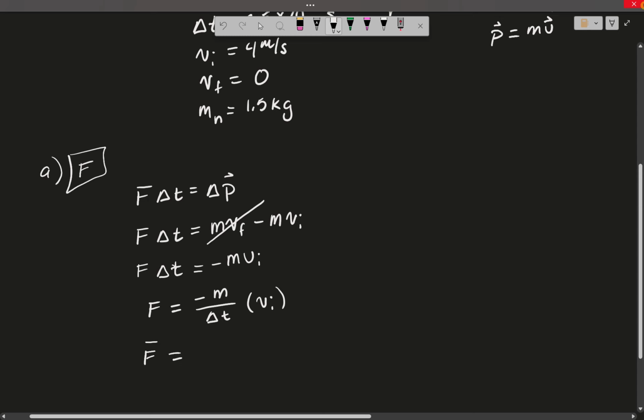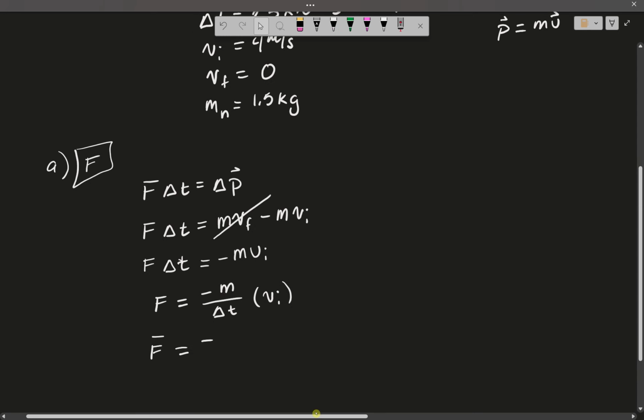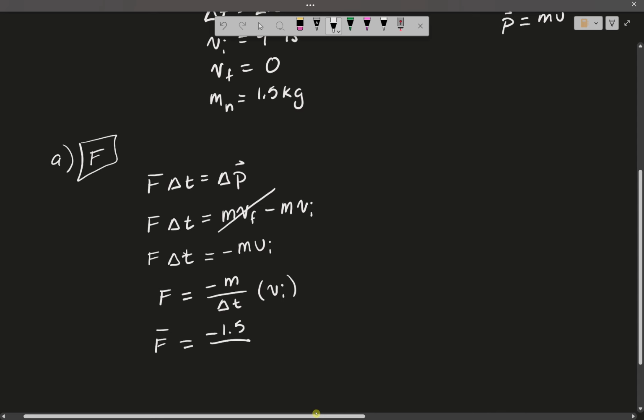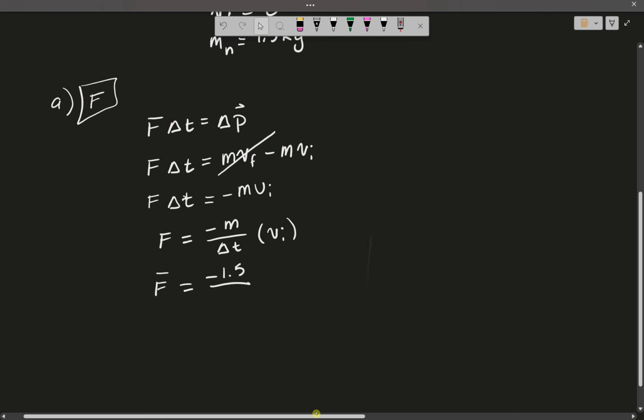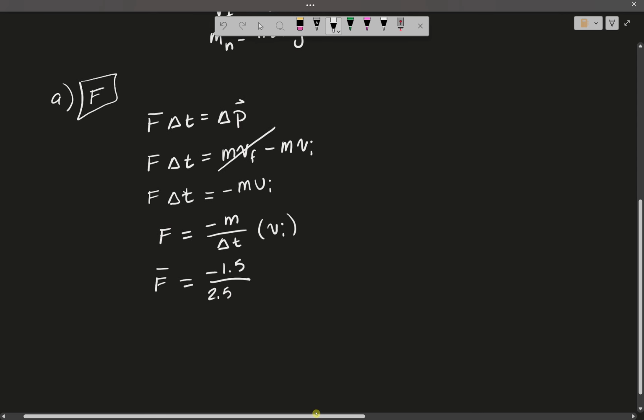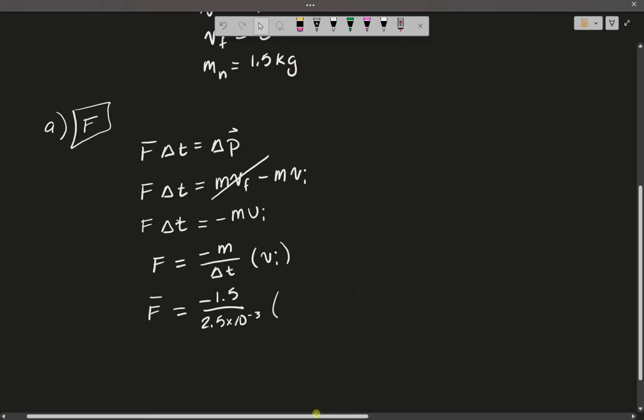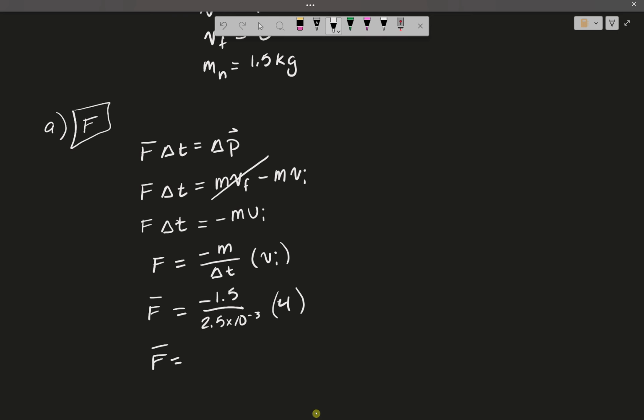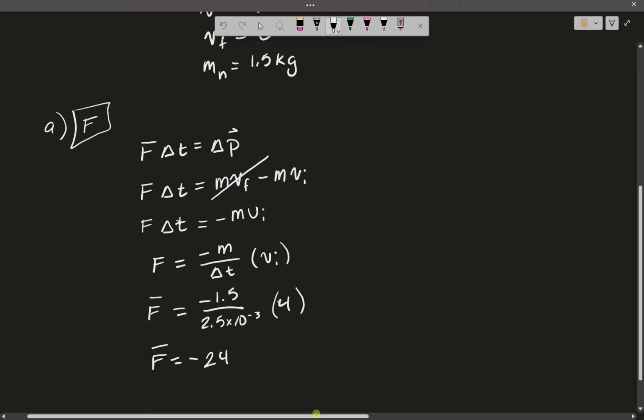and the average force is going to be 1.5 divided by 2.5 times 10 to the negative third, and my initial velocity was 4 meters per second. So the average force in this situation is going to be negative 2,400 newtons. It's negative because we brought the object to rest.